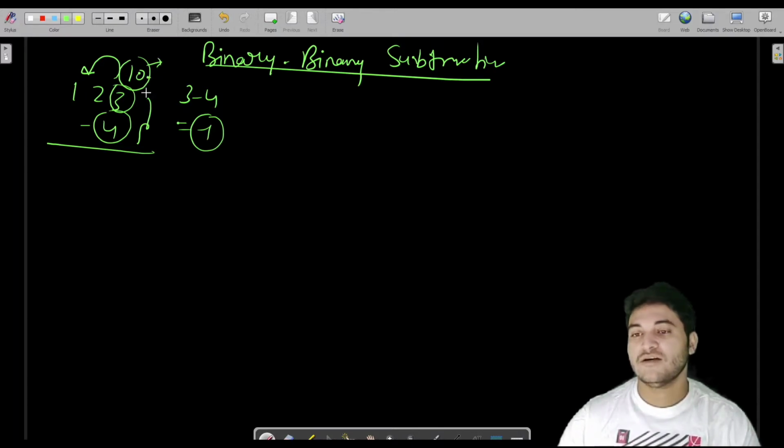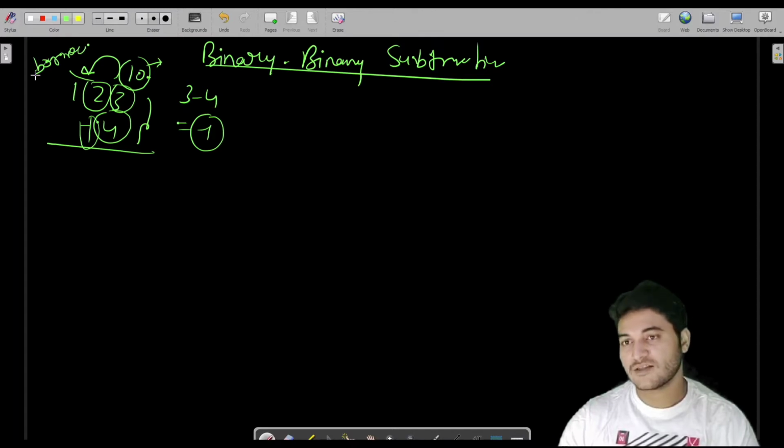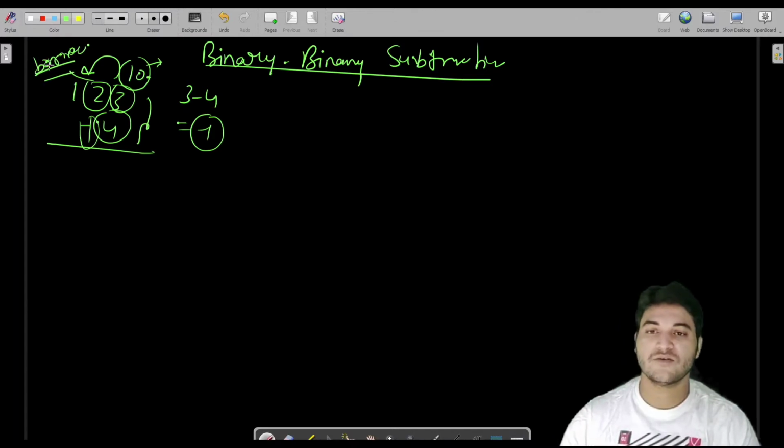Fine. And in the next iteration, when subtracting the next two digits, we used to subtract the borrow also, because we have already taken the borrow in the previous step, so we have to consider the borrow while subtracting these two digits. So this was the logic we used in our previous video, and we will use the same logic here also.